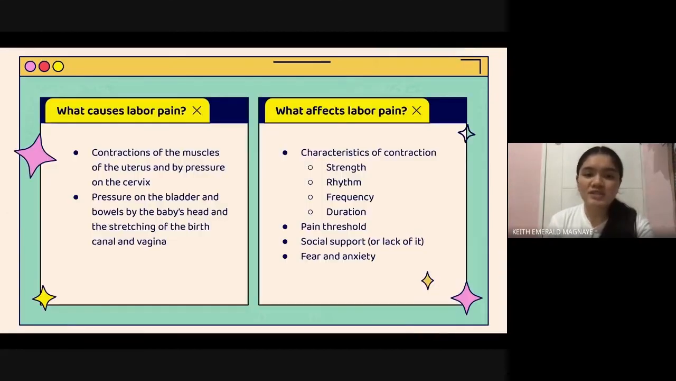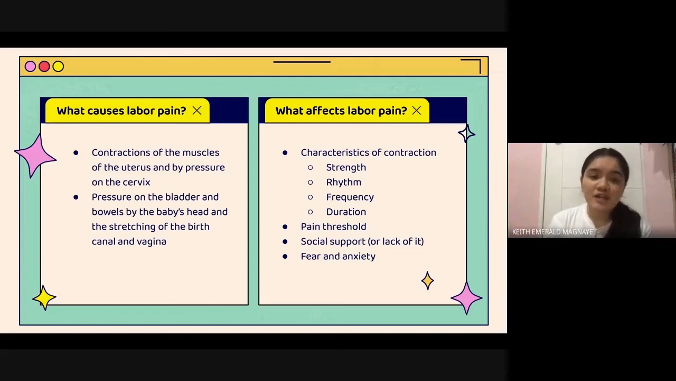Now, what causes labor pain? Ano ba ang sanhi ng labor pain? Bakit ba nararanasan ito ng mga buntis, lalo na yung mga malapit ng manganak? The main cause of pain during labor is caused by contractions of the muscles of the uterus and by pressure on the cervix. Nangyayari po ang uterine contraction upang mailabas ng maayos si baby. Madalas, ang mga nagle-labor ay nakakaramdam din po ng pressure sa cervix na nagiging dahilan ng pagsakit ng puson o tiyan. Ito po ay dahil unti-unti nang bumababa yung baby.